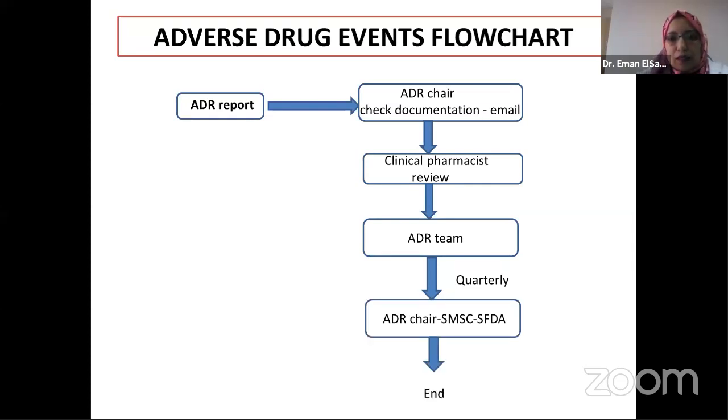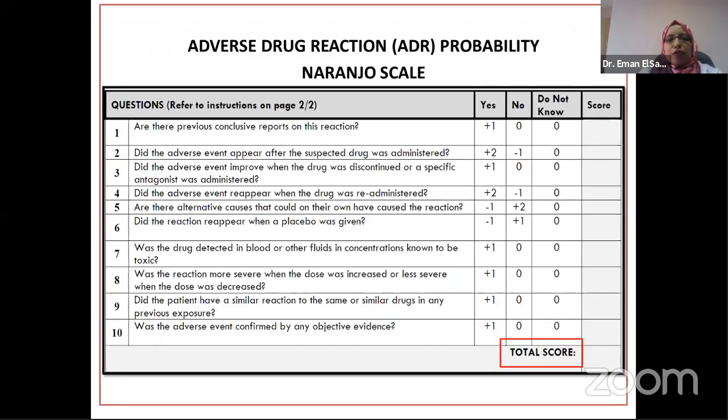Then later they analyze this report. Sometimes they recall a medication, or they collect data for documentation. The Naranjo scale is a common scale used by clinical pharmacists for ADR analysis, to check the causality of this ADR with the medication.